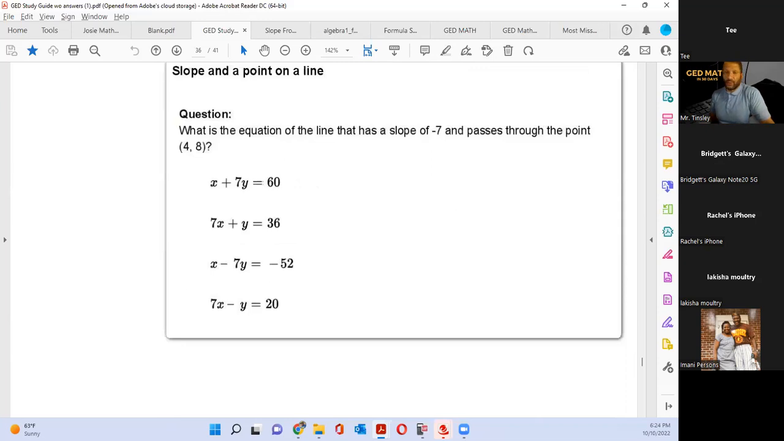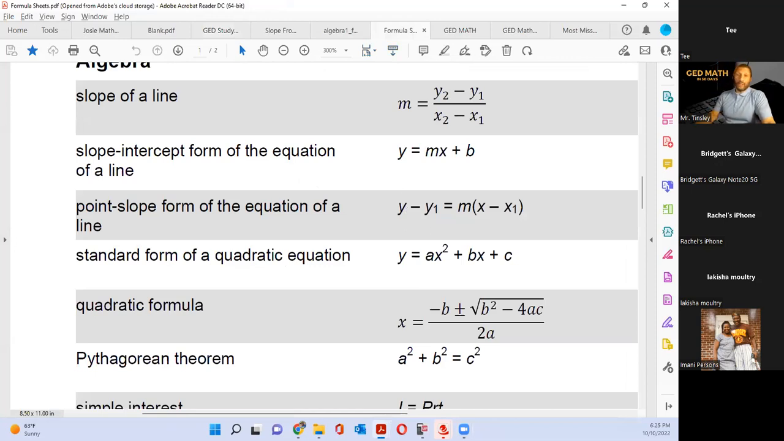All right, so point slope formulas. First of all, let's get the formula. Again, you don't have to remember all the formulas, just know how to use the formulas, right? So let me write the formula down. I'm going to write it right up top. y minus y1 equals m times (x minus x1).